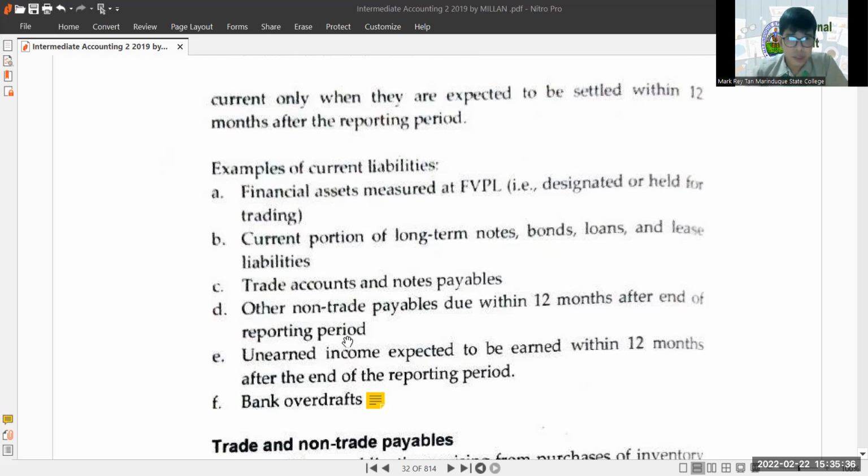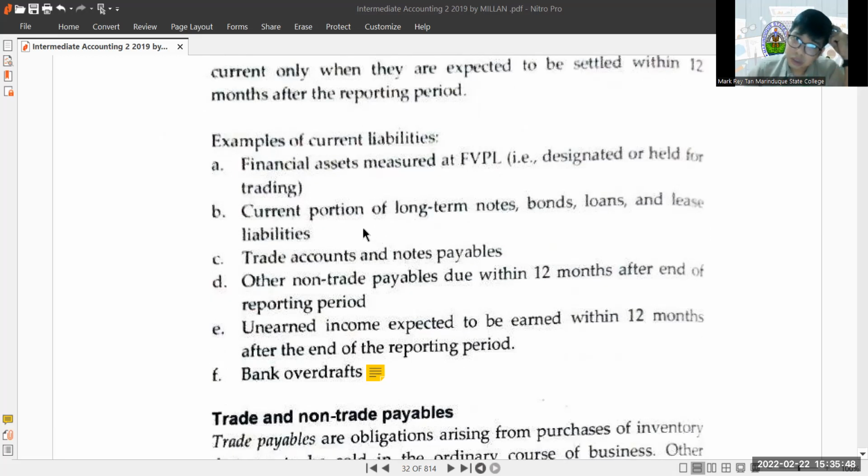Okay, still recording. Ayan, so we have here some common examples of current liabilities. Medyo blurred siya, no? Anyway, readable naman siya. Ayan, so financial assets measured at fair value through profit or loss, FVPL. Designated or held for trading. Yung held for trading, that's the old term for this one. I'm not sure bakit financial assets yung term nila dito, kasi it would mean assets eh. Hindi ko clear masyado kung bakit yun ang gustong sabihin dito.